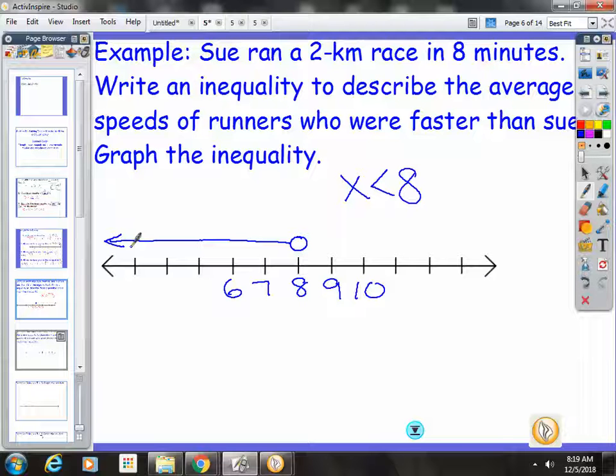Alright, so I believe the next thing we're going to do is talk about some solving. If you don't have a calculator, you might want to grab one because there are a couple of fractions on here. Decimals.